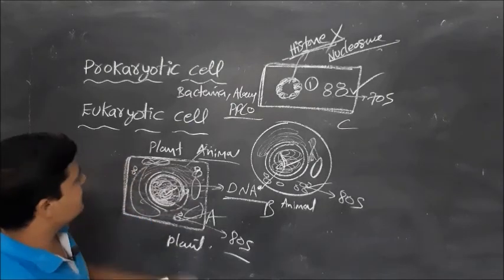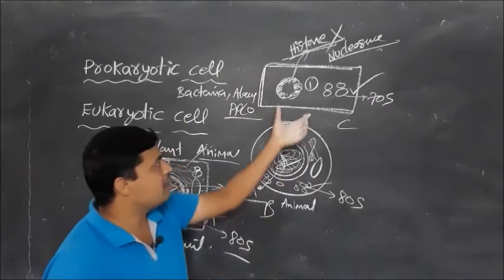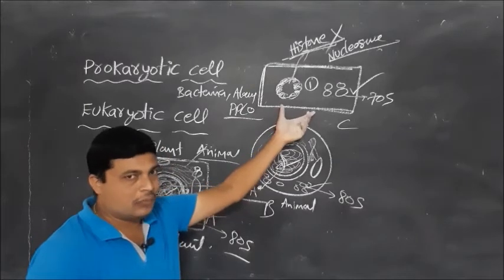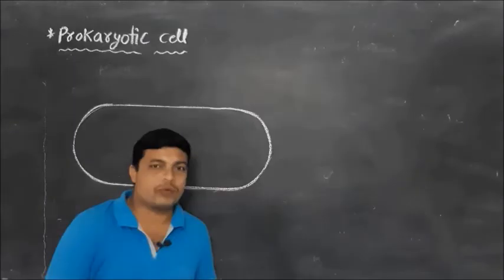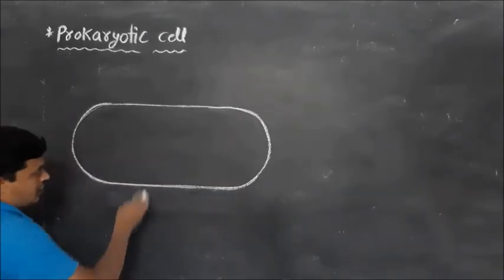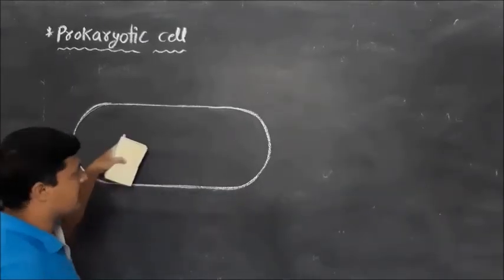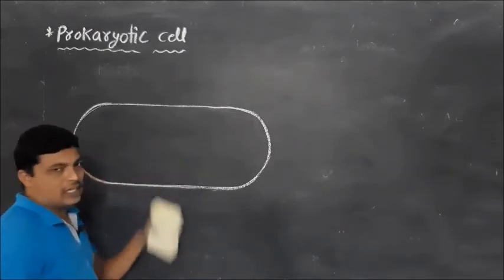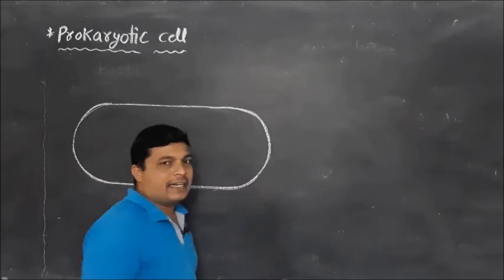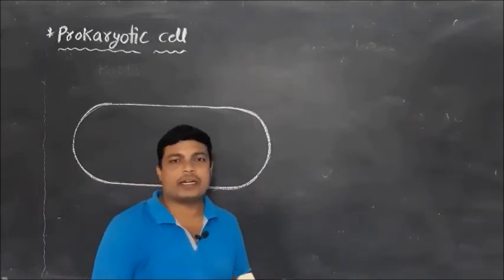So now I am going to give a detailed explanation about the prokaryotic cell. Prokaryotic cell means, okay, I will take the example of the bacteria. If you take one example of the prokaryotic cell, it's the bacteria cell. And before starting this topic, actually, a number of types of bacteria are there.